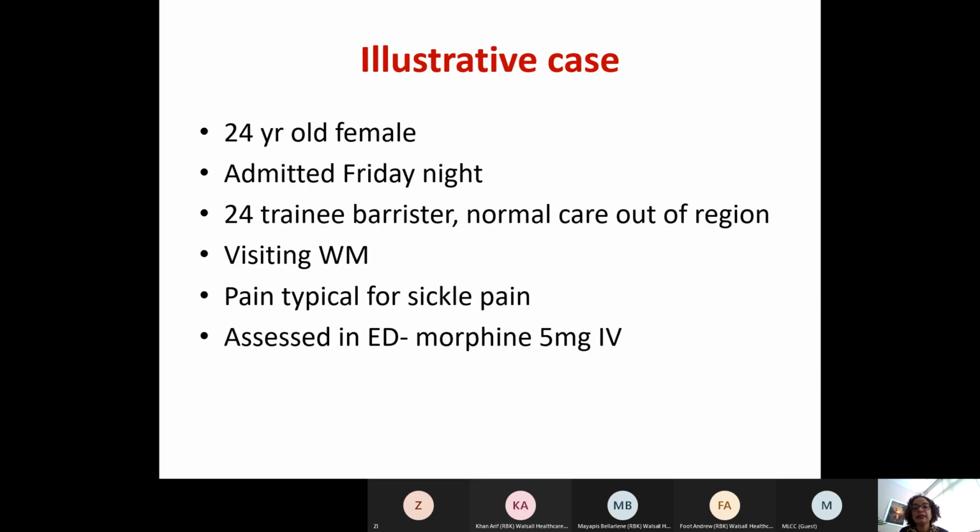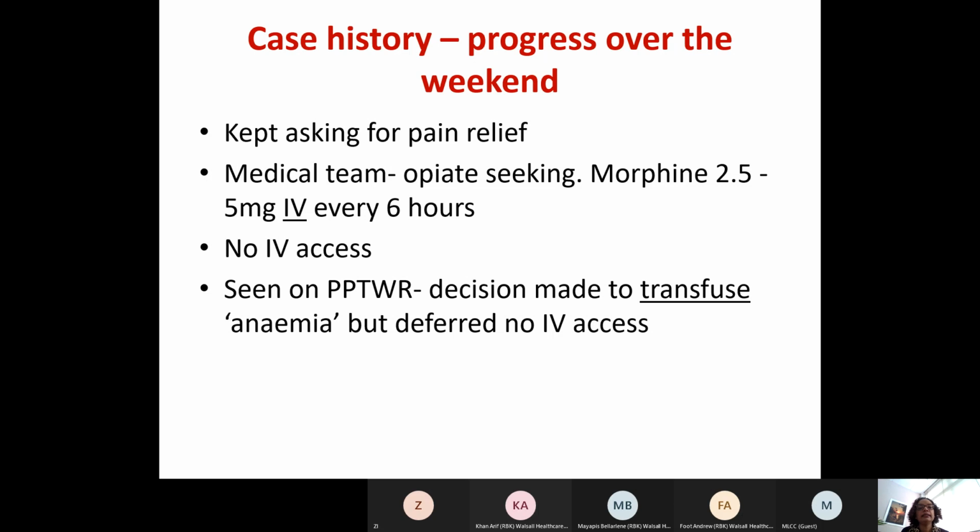And so an illustrative case, if I just bring all of that around. This is somebody in our hospital. She was a trainee barrister. She's normally cared for out of region. She was visiting friends and family, came in on a Friday night, and the pain was really typical for sickle pain. She had 5 milligrams of morphine in ED, and then kept asking for pain relief. I know we're moving into the acute medicine group territory now, but the history we were handed over was: can you see this patient with sickle? She's opiate seeking, she keeps asking for morphine. So she was prescribed morphine 2.5 to 5 IV every 6 hours.